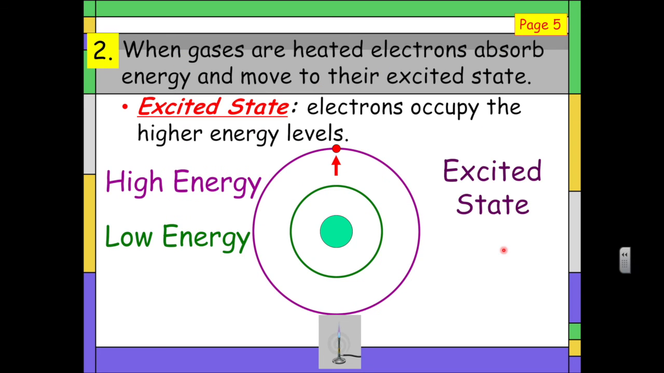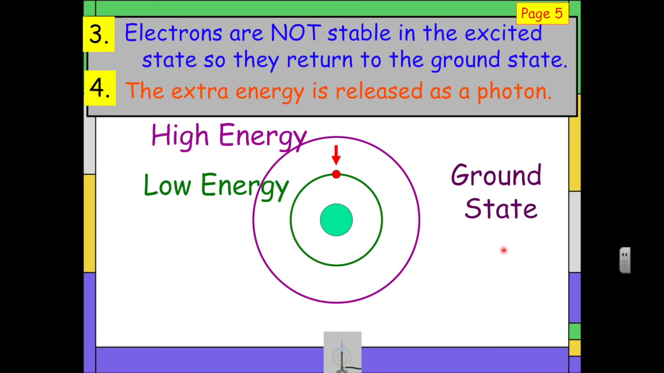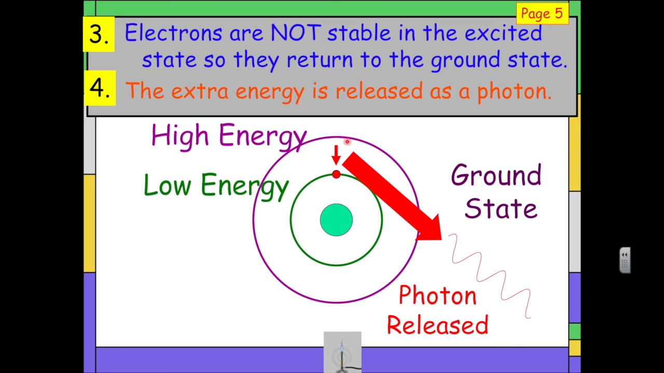I'll go back to that one more time because it's really helpful. We're in the ground state, and when we add some energy, it will jump to the excited state. While it's in the excited state, it's not stable, so it will fall back to the ground state. And that difference in energy from here to here is the energy of the photon that's released.